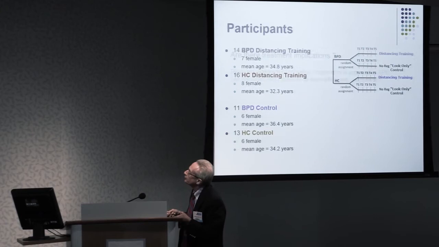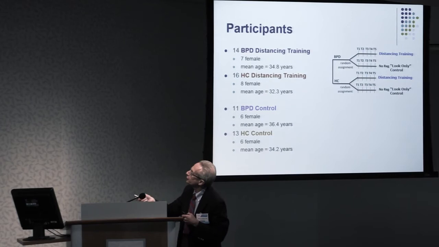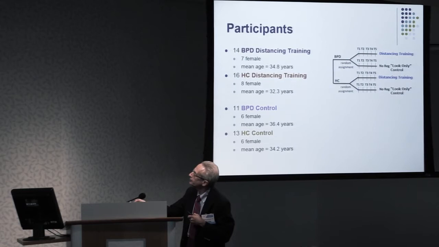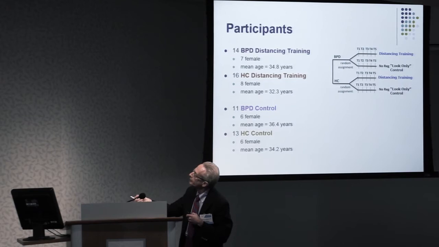So we designed this study. I'm going to show you the data for half the study so far. So it's 14 borderlines and 16 controls in the distancing condition, and then we have a control condition. So the study here, I'm showing you four arms of the study, borderline patients and healthy controls. And for each group, we had two arms. In one arm, the subjects were trained in distancing, and in the other arm, they weren't.